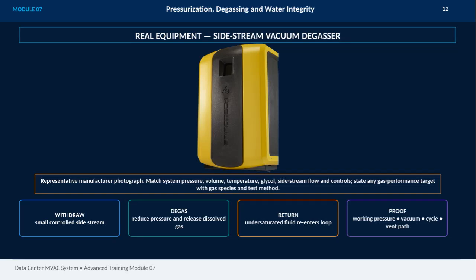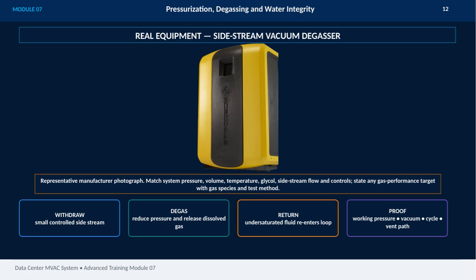In this module, we focus on side-stream vacuum degassing, a crucial component in maintaining water integrity in data center MVAC systems. The process begins with the withdrawal of a small, controlled side stream of fluid. This fluid then undergoes degassing, where pressure is reduced to release dissolved gases. After degassing, the undersaturated fluid is returned back into the main loop, helping to maintain system stability.